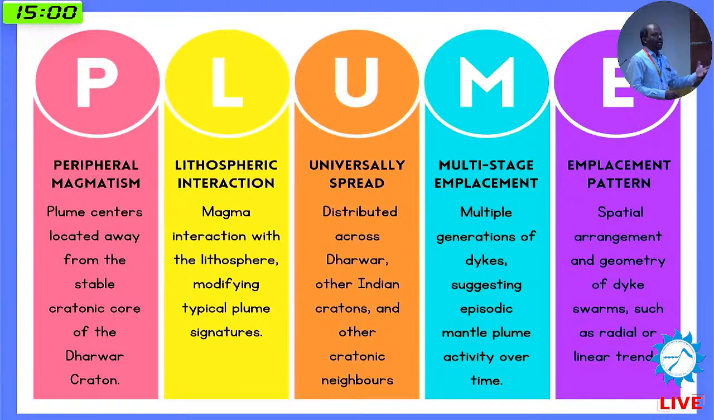They are universally spread, not only in Dharwar but also in the Bastar Craton, where there are several dikes, in Singhbhum, and also in the nearby cratons. The multi-stage emplacement and the radiating circumferential emplacement pattern can only be established through a mantle plume.